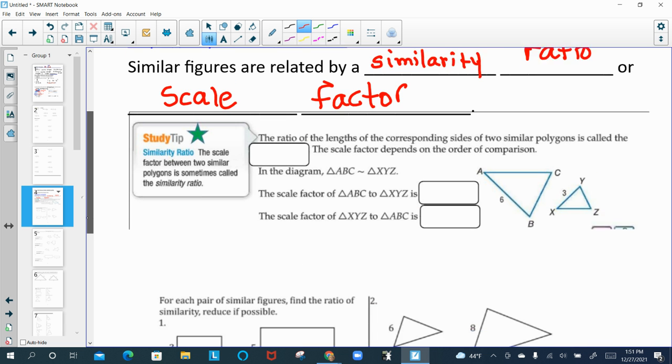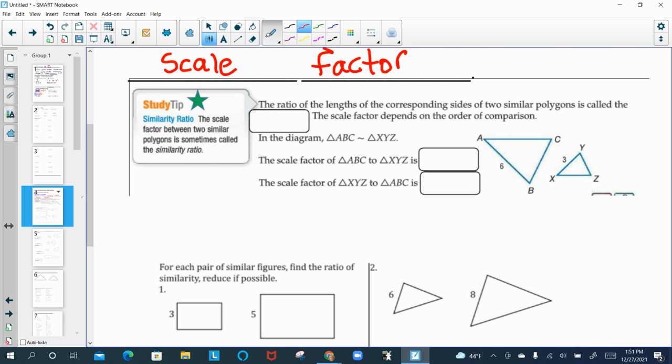If you look at the box below, it uses that word similarity ratio right here. It says the scale factor between two similar polygons is sometimes called the similarity ratio. And I'll just put a little arrow here because that's what they're talking about. The ratio of the lengths of the corresponding sides of two similar polygons is called the scale factor. The scale factor depends on the order of the comparison.